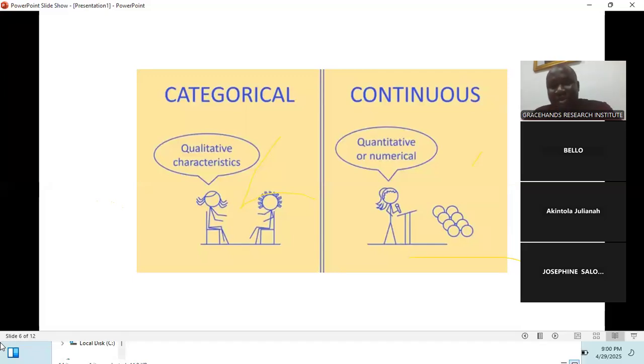So, categorical and continuous. Categorical has qualitative characteristics, while continuous has quantitative or numerical characteristics. And I think I've explained this in the last class.